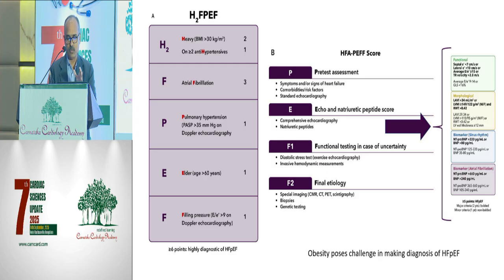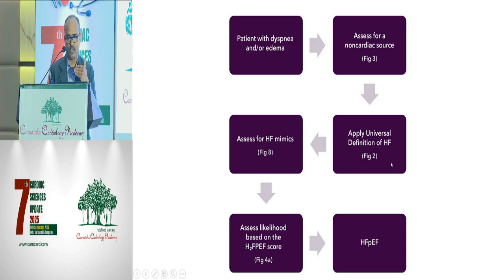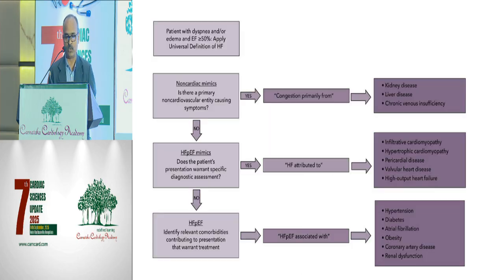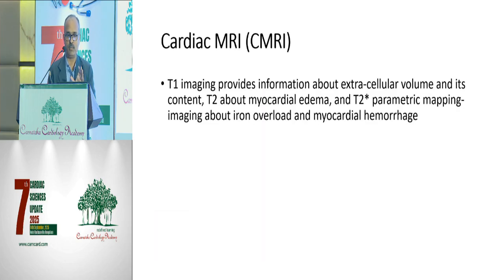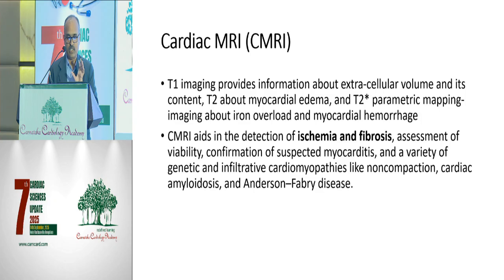Again, obesity is an important problem because in obese people the NT-proBNP tends to be lower. There is a more advanced approach where we take multiple aspects of the echocardiographic parameters and the NT-proBNP parameters, and then you go step by step to confirm the diagnosis. So you search for non-cardiac causes of edema and dyspnea, apply the definition of heart failure, assess for mimics, and then use the score and conclude the diagnosis. The same thing is shown in a different way.